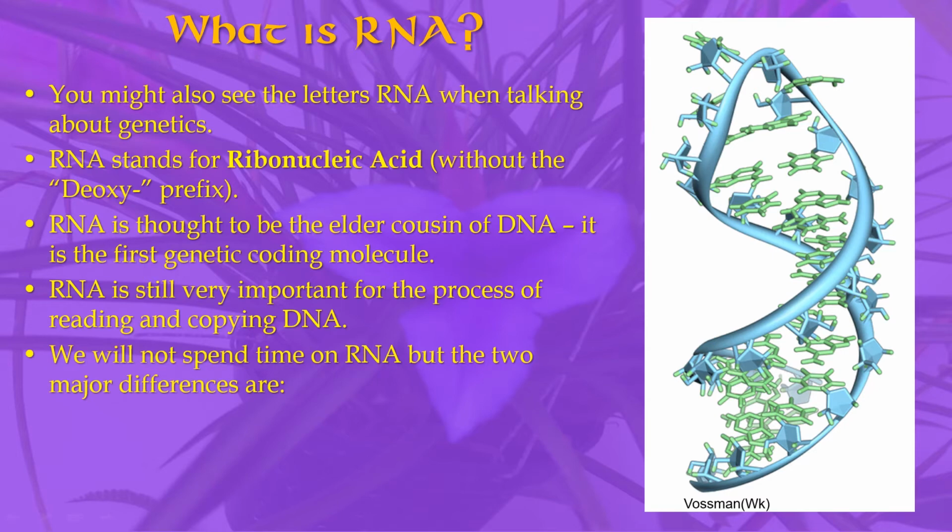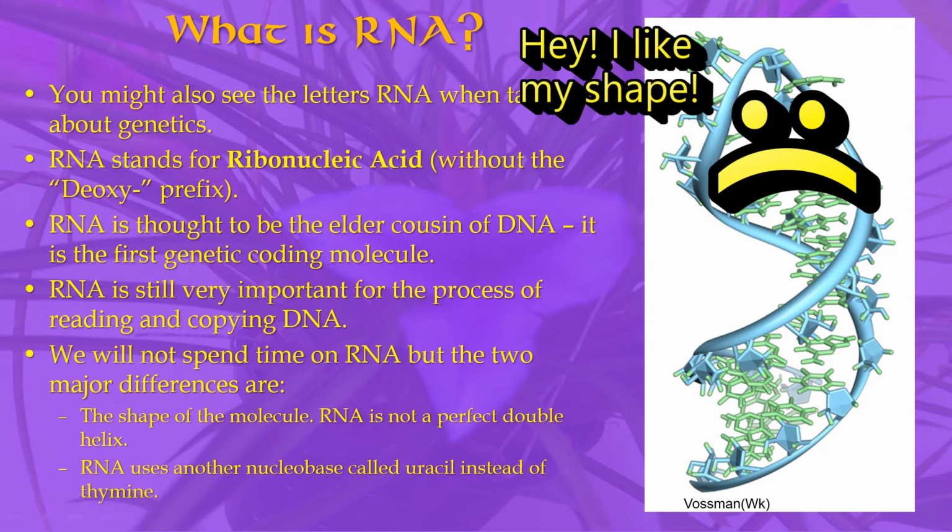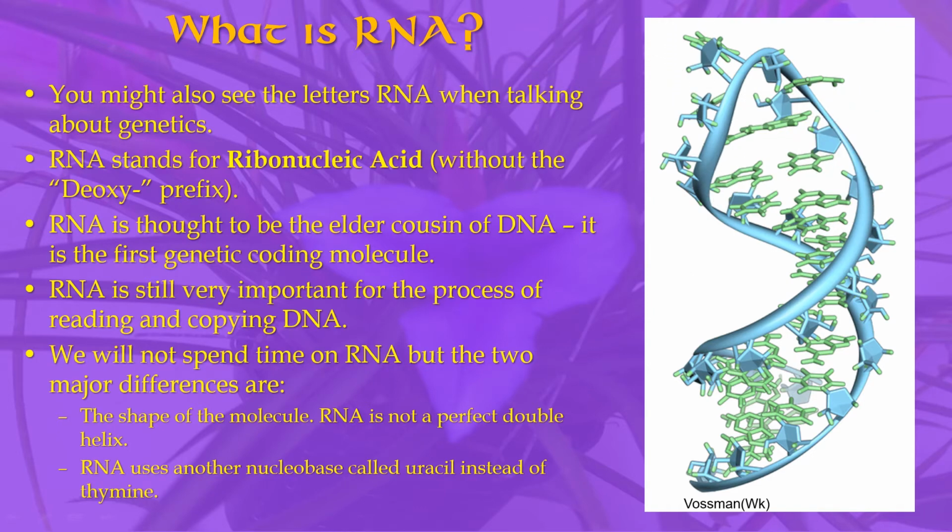The two main differences are, as you can see, the shape of RNA is not a perfect double helix, and RNA uses another kind of nucleobase called uracil instead of thymine. What are those two chemicals? Well, let's have a look on the next slide.